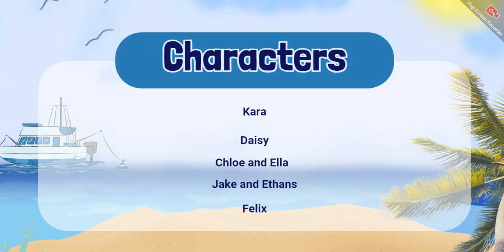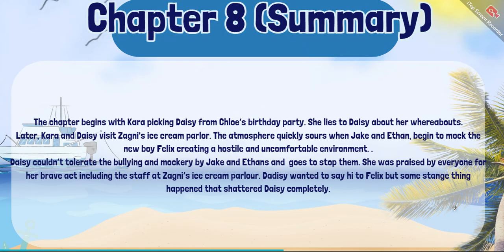Moving to the next chapter, chapter number 8. The characters are Kara, Daisy, Chloe and Ella, Jake and Ethan, Felix. Chapter number 8. Summary. The chapter begins with Kara picking Daisy from Chloe's birthday party. She lies to Daisy about her whereabouts. Later, Kara and Daisy visit Zagny's ice cream parlor.